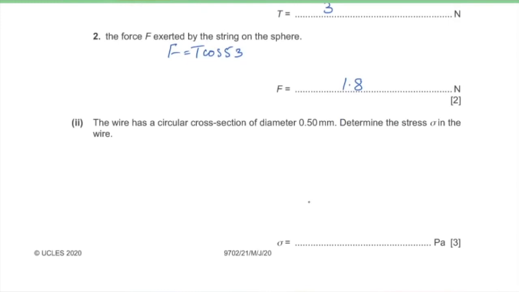Part 2, the wire has a circular cross-section of diameter 0.5 millimeters. So you must convert that to meters. And it is diameter, so we'll divide it by 2 to get this in radius. Determine the stress in the wire. So stress is equal to force divided by area.